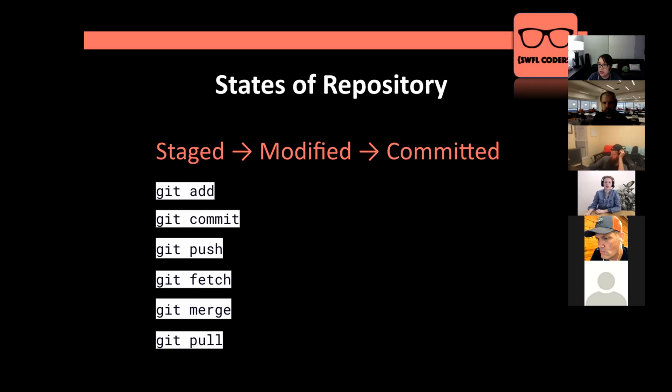These are the most popular commands that we use: git add, git commit, git push, git fetch, git merge, and git pull. Those are the most common ones, but there are tons of other ones.